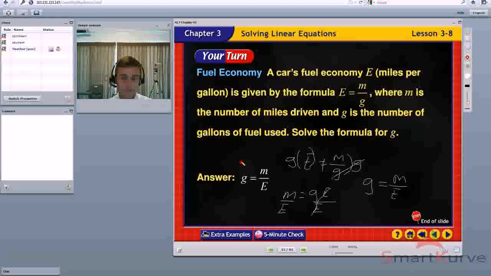Right here. First thing you do, multiply by G, so we don't have any fraction on that side. That gives us G times E equals m. Then divide each side by E so we can have G on its own. G equals m divided by E.